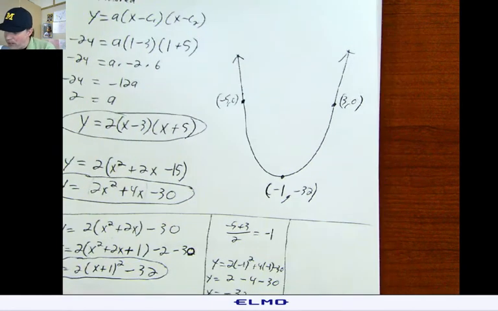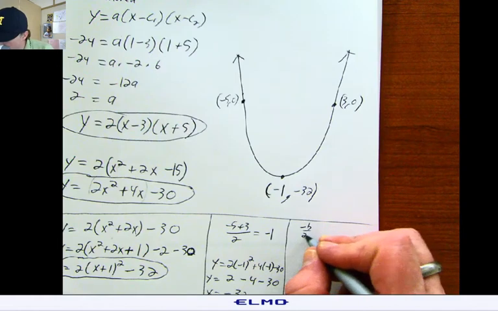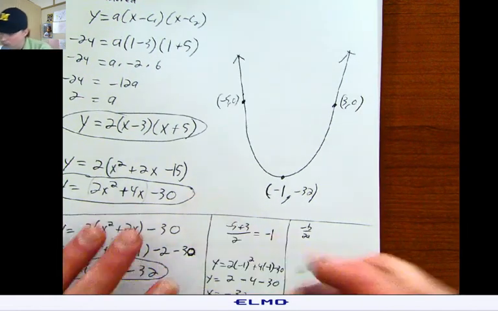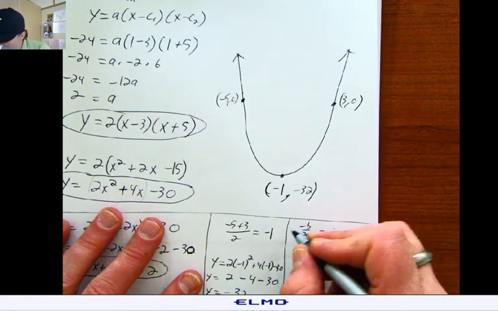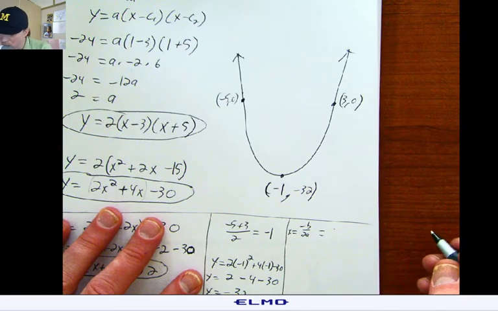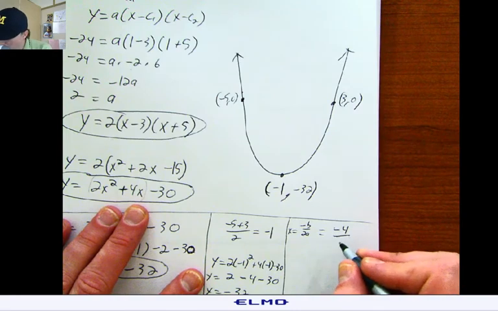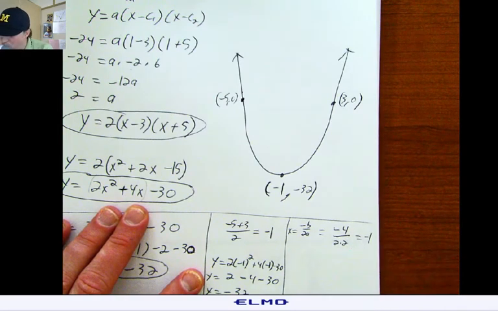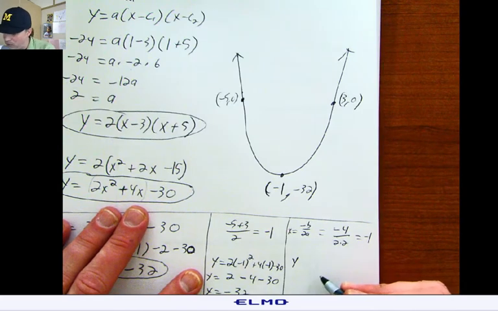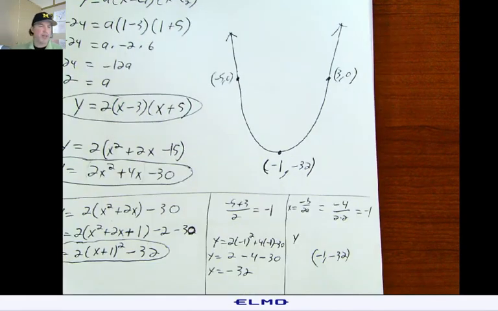Third way, I talked about going negative b over 2a if you have standard form. If I did that, the x equals that. So negative b, so negative 4 all over 2a, so 2 times 2, which is negative 1. So the x-coordinate's negative 1, just like we came up with earlier. And then if I plug negative 1 into the equation, out pops negative 32. So negative 1, negative 32. A lot of different ways to find the vertex depending on what form you're in.